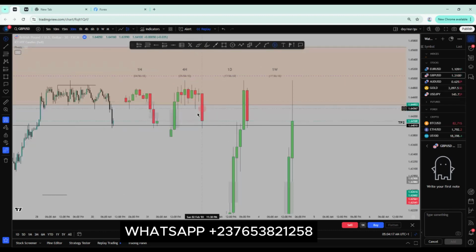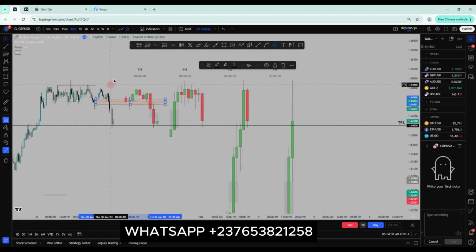Anyway, let's allow this 4-hour candle to close. If it closes this bearish, then we can start looking at this 1-hour fair value gap to take a sell from. Maybe you can see to take a sell from it, right? So let's see how the 4-hour candle closes.